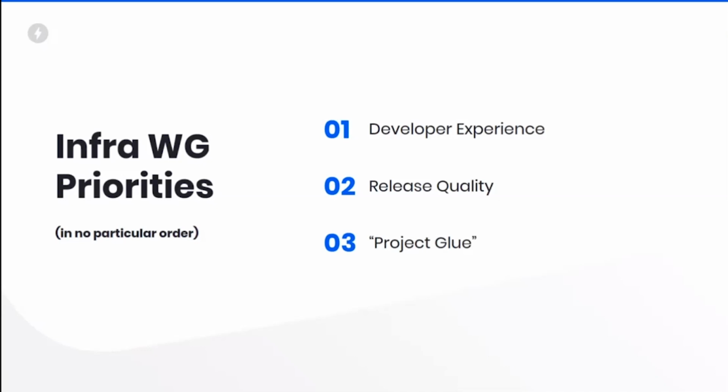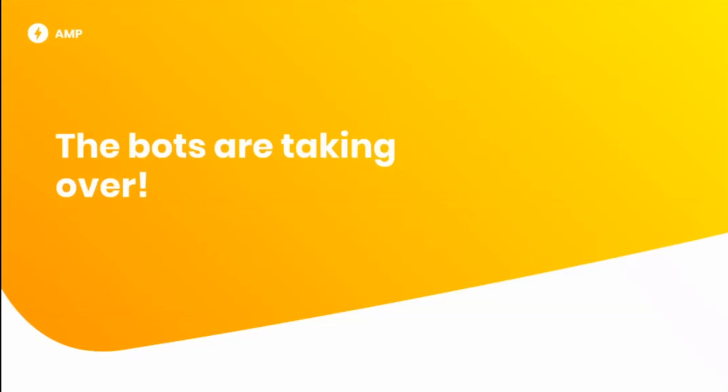And finally, project glue. Now, what do I mean by that? Well, when there's something that's needed by the whole AMP project, but it isn't a quote-unquote feature, so systems that support cross-team or project-wide goals often fall under the purview of the infrastructure working group.